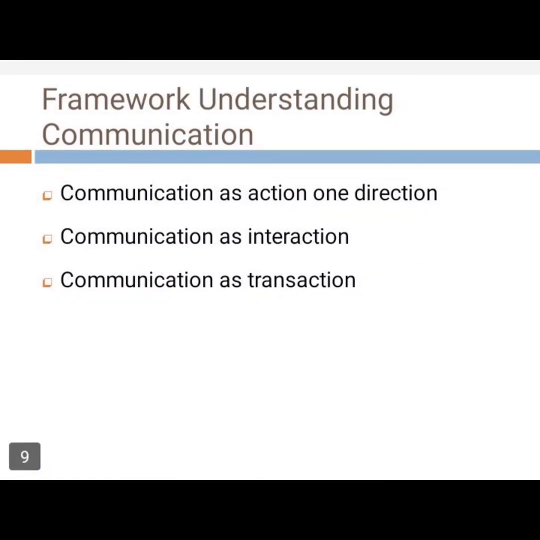The last material is about the framework of understanding communication. First, communication is one-directional action. The second is communication as interaction. The last is communication as transaction.